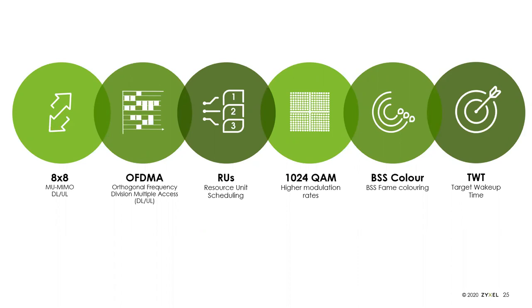Another big change here is the switch to OFDMA. This allows much, much better, more optimized use of the available RF spectrum. Something called resource unit scheduling. We've increased the QAM, so how much data you can encode in the same amount of bandwidth. Something cool here, BSS coloring, the ability basically to tag your signal with who's supposed to be listening to it, which helps reduce interference when you have a lot of APs near each other.